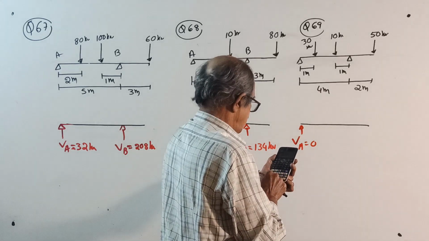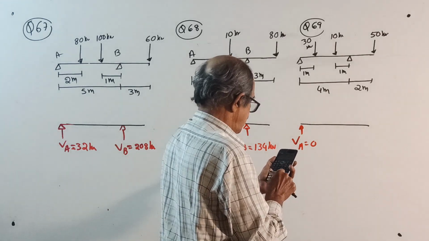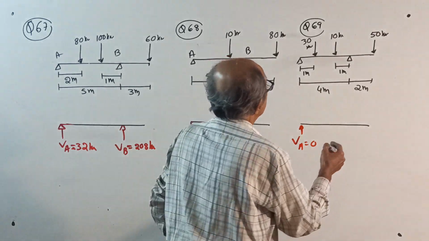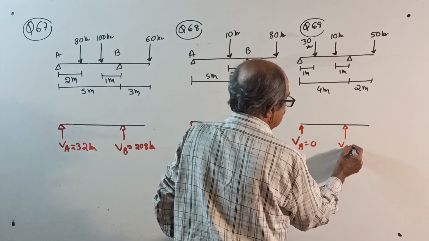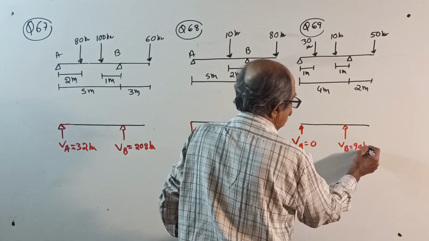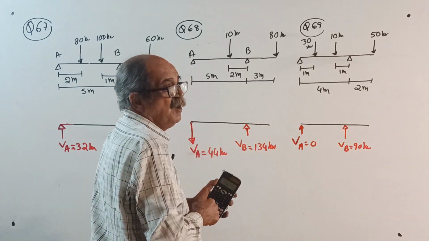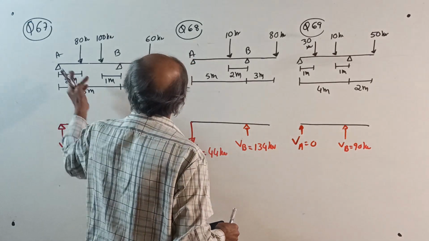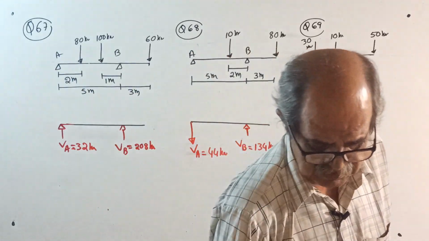Plus 10 into 3 plus 50 into 6 divided by 4. 90, yes. VB equal to 90 kilonewton. The question is set for that purpose. Okay. These are 3 questions for point load where the beam has got a right overhang. Now I will go to left overhang. Next round. Just a minute.